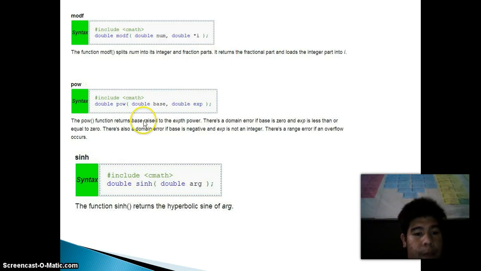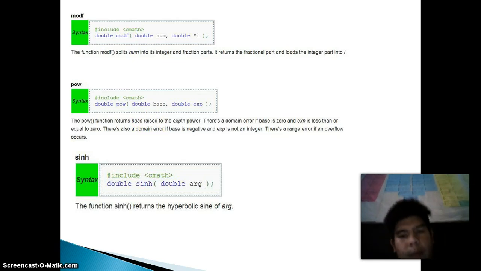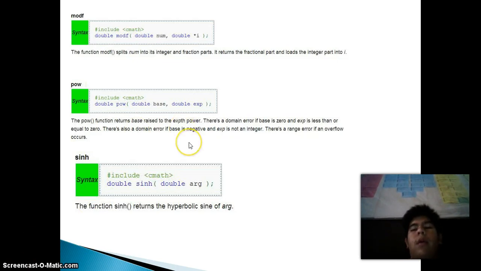The pow function returns the base raised to the x power. There's a domain error if the base is 0 and x is less than or equal to 0. There's also a domain error if the base is negative and the exponent is not an integer. There's a range error if an overflow occurs. The sinh returns the hyperbolic sine of ARG.